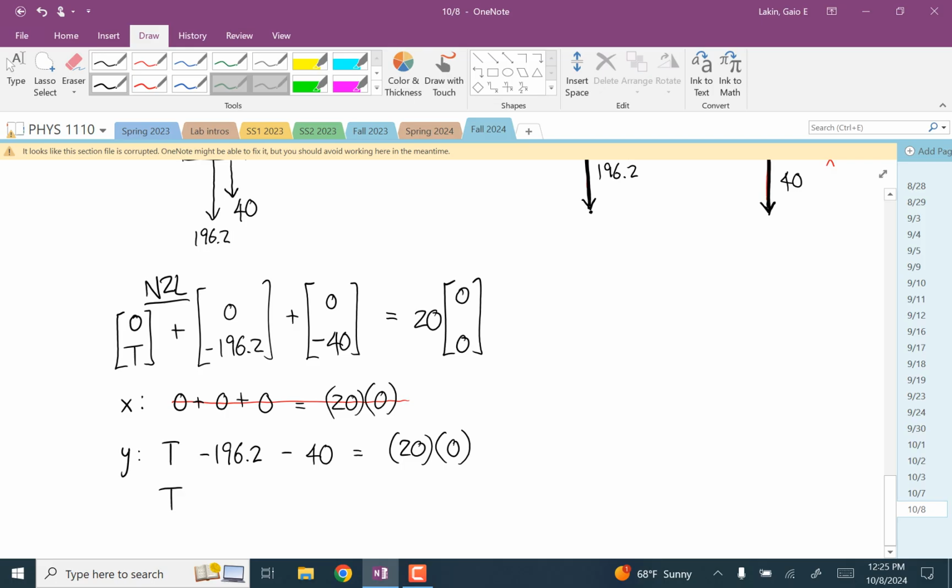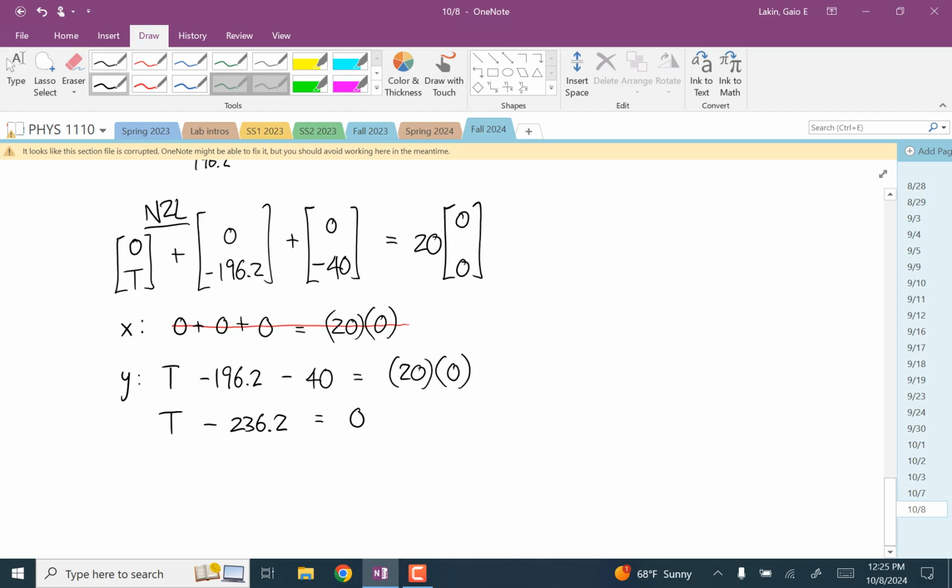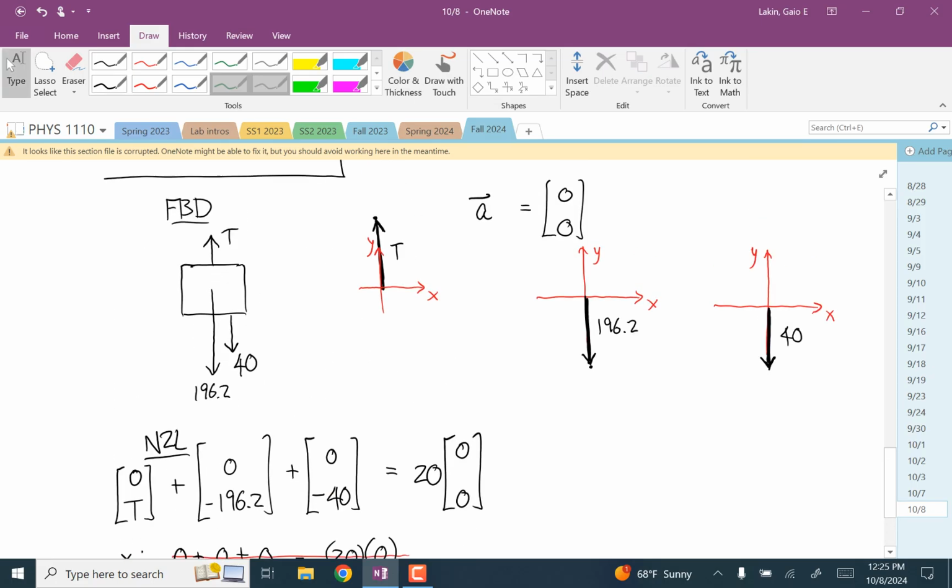And so T minus 236.2 is equal to 0. And so T, now we just have to do the algebra, is equal to 236.2 newtons. And so what that tells us is if we have a rope that can't withstand a tension of 236.2 newtons, this rope is going to break.